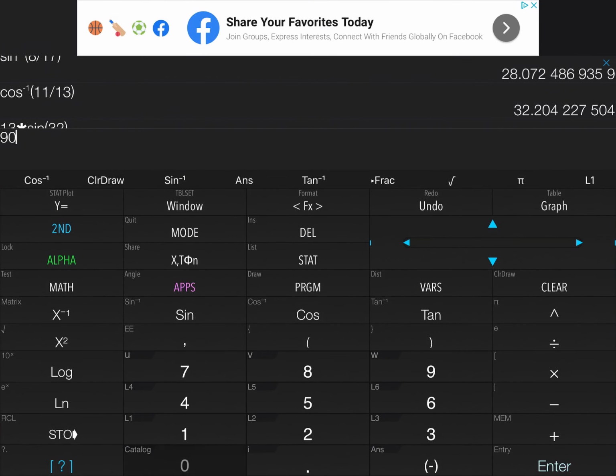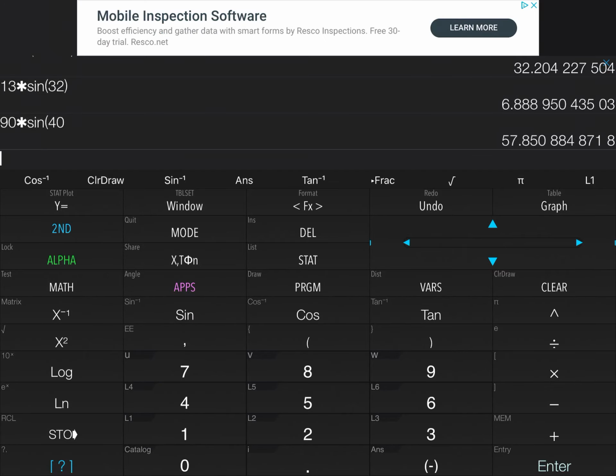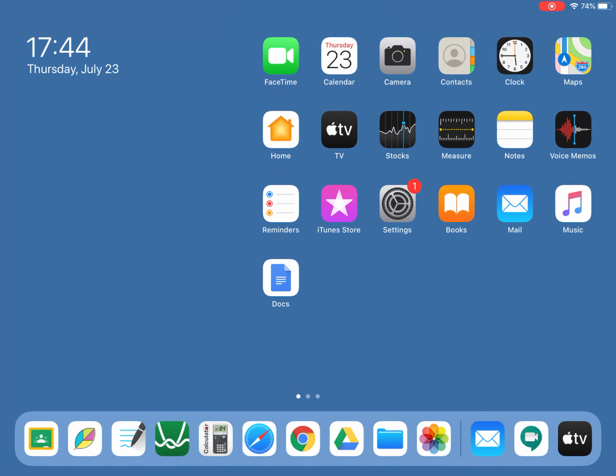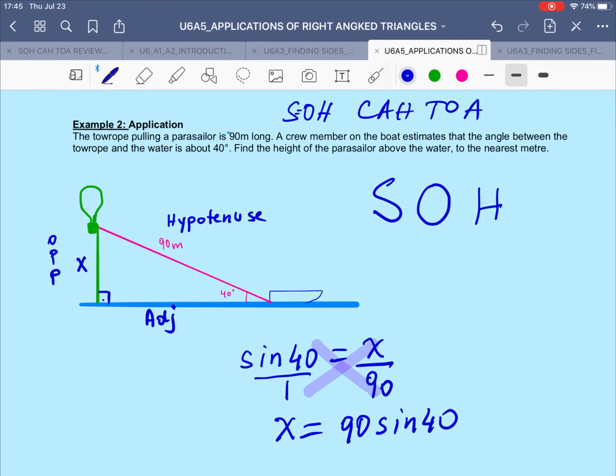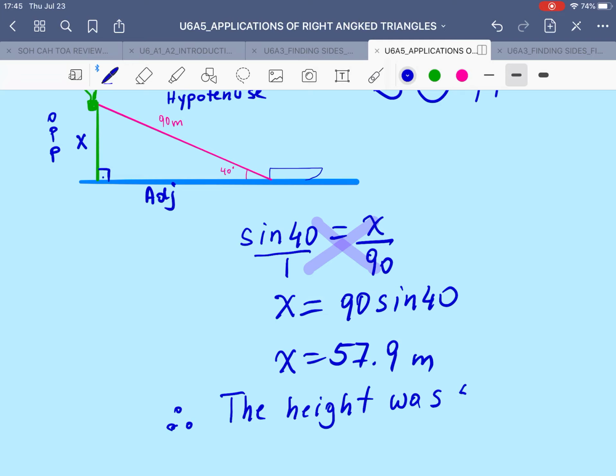90 sine 40 would equal 57.85. So 57.9 rounded to 1 decimal. So we're going to say that that's the height. And you want to write the therefore statement in word problems and say that the height of the parasailer was 57.9 meters above the water.